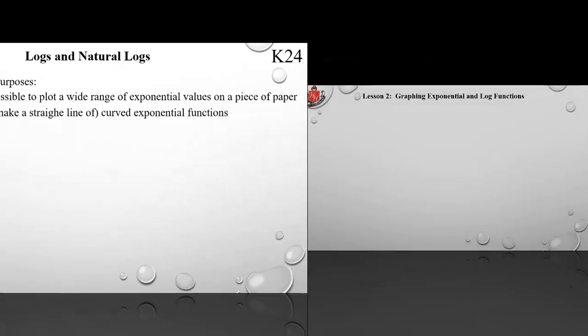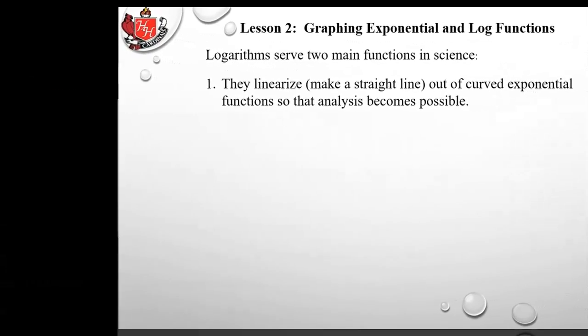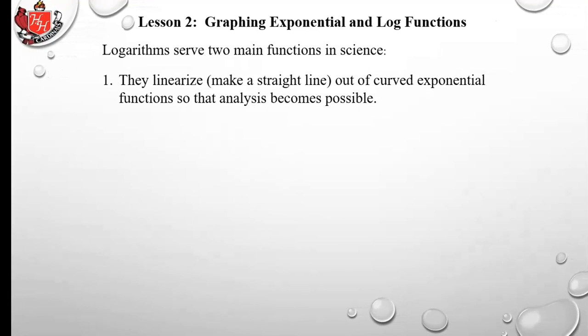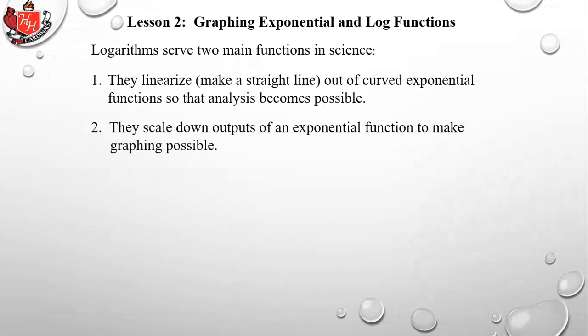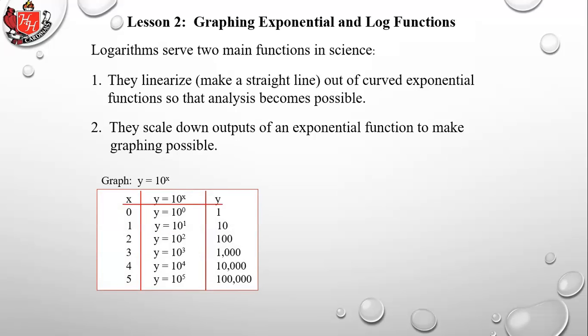Alright, so here's a slide that we saw back in Unit 2. Logarithms serve two main functions, which we just mentioned. They linearize, make a straight line out of a curved exponential function, and they scale down outputs of an exponential function to make graphing possible. So here you have a graph of y equals 10 to the x. That's an exponential function. That means it has a variable in the exponent. So you can see if you go from values of x 0 up to x equals 5, you can see how big the range of y values is. They range all the way from 1 up to 100,000. You can't possibly graph that on a piece of graph paper.